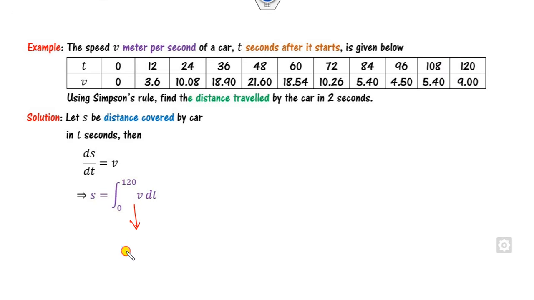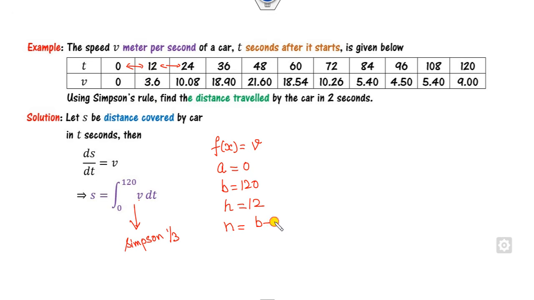Now we can apply the Simpson 1/3 rule on here. How? What is my f(x)? f(x) is my v, a is my 0, b is my 120, h, what is the difference between them, you can see is my 12. So what is the value of n? b minus a over h. So it is 120 minus 0 over 12, so it's 10, which is not equal to 2. So we can apply the composite Simpson 1/3 rule.